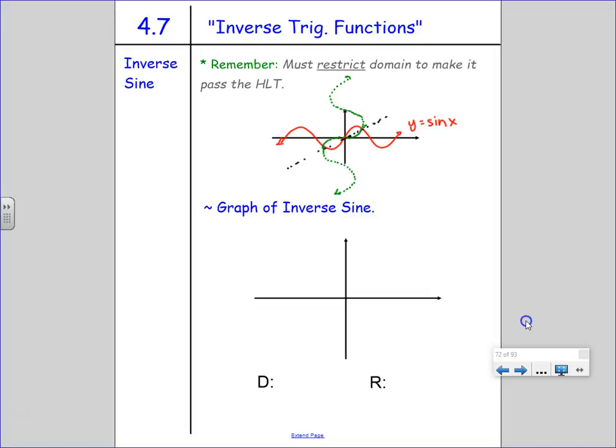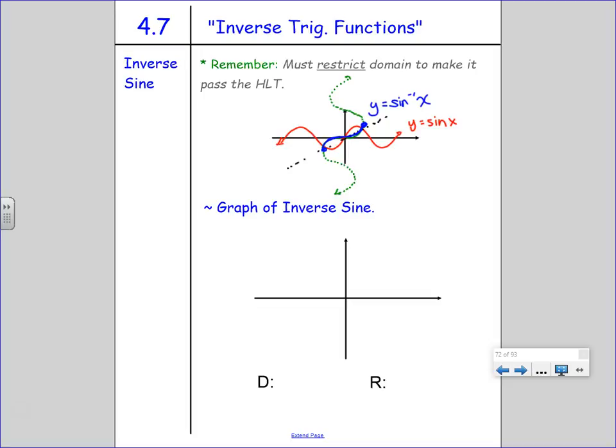So there's this special thing called restrictions that we need to put in. Restrictions that we need to put in, where we need to cut the graph to get the inverse. Now guys, if we had time, and we don't, I would have you go to your calculator and graph this. How do you put this in your calculator?